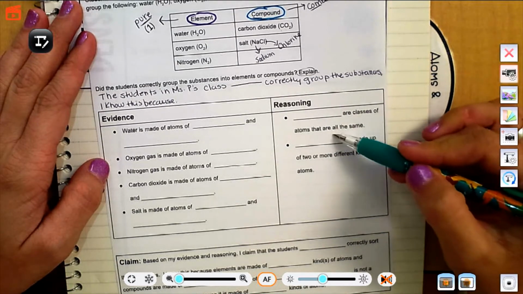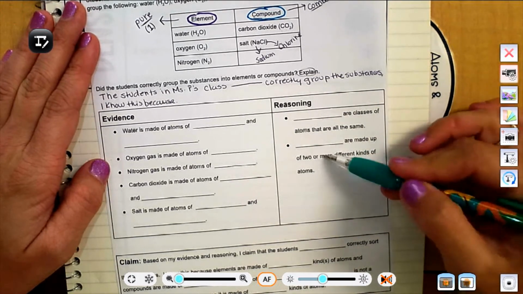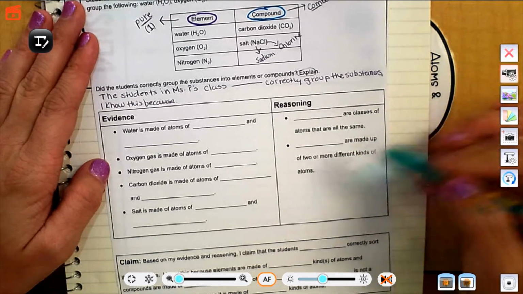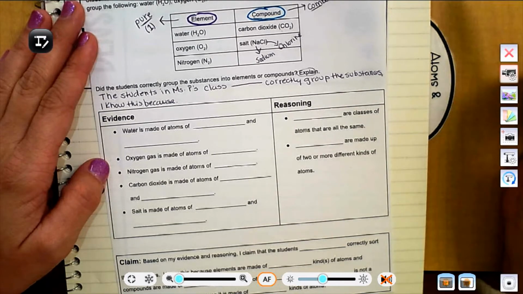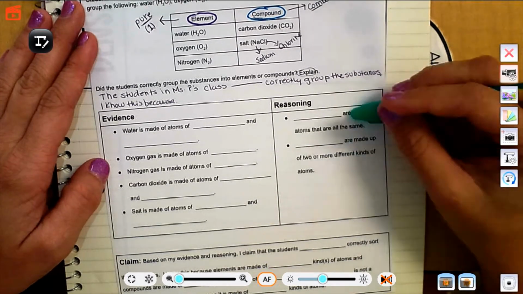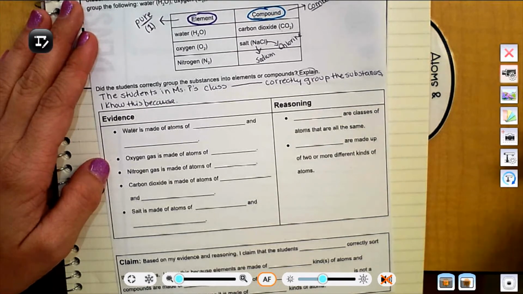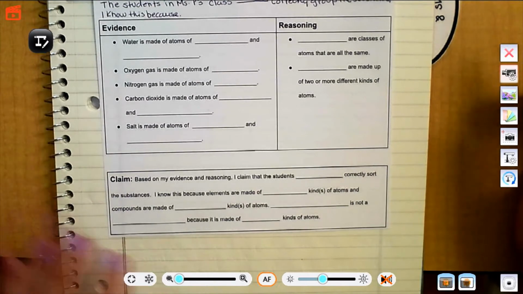So if we look at these blanks, blank are classes of atoms that are all the same. Blank are made up of two or more different kinds of atoms. What two words do we think can go in these blanks? If you said elements and compounds, you are correct. So which one is element and which one is compound? You decide and put it in the blank. And we're going to move on to claim.